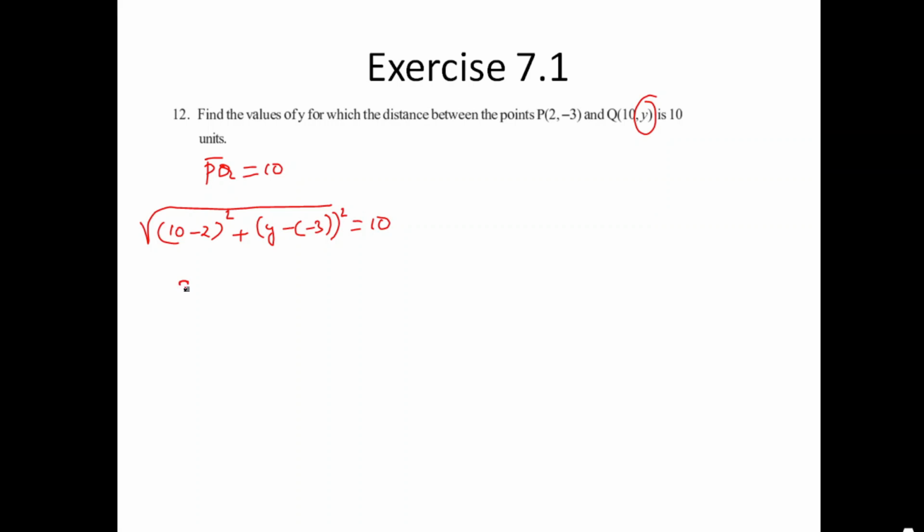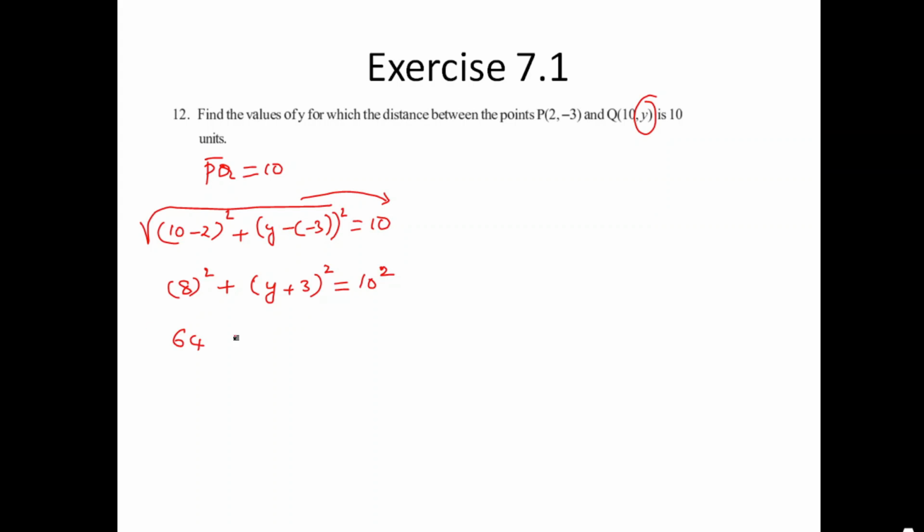I can write it. So this is your 8 square plus, isn't it? What can be written over here? (Y plus 3) to the whole square equals, now I am shifting the root to the RHS, this becomes n square.